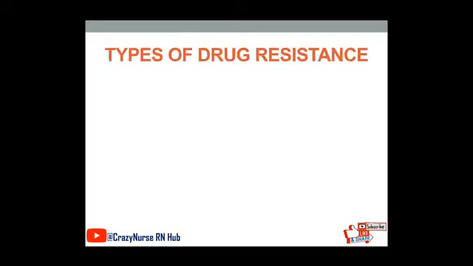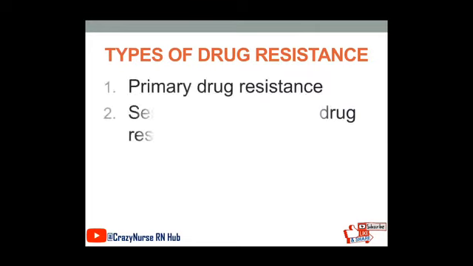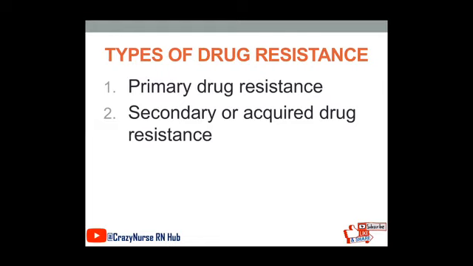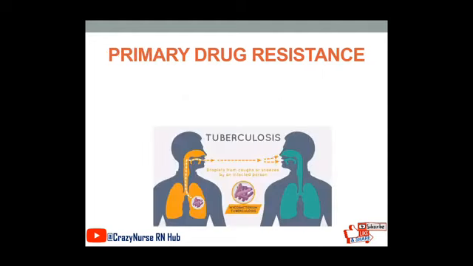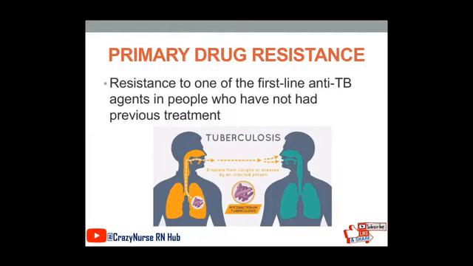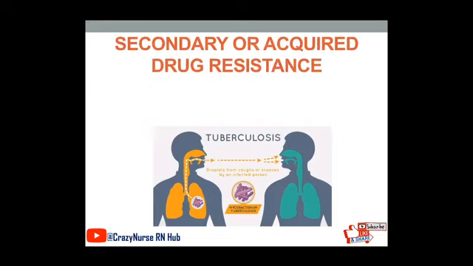Now let's have the types of drug resistance. First, we have your primary drug resistance. Then we have the secondary or acquired drug resistance. Third, we have your multi-drug resistance. Now let's discuss the primary drug resistance. Resistance to one of the first-line anti-TB agents in people who have not had previous treatment.